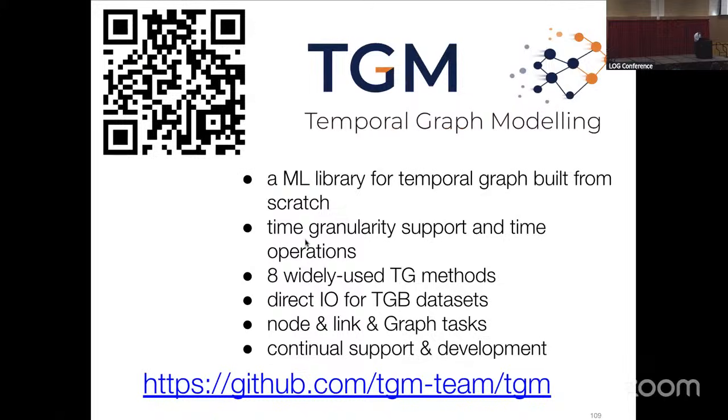I just want to point out some resources. Recently we have released a new machine learning library called TGM. It is built from scratch for temporal graph data and temporal graph reasoning. It supports many of the state-of-the-art temporal graph models, and it also unifies both discrete-time and continuous-time graphs. Both of them are just different iterations of data in the library. So please take a look if you want to try out some models.